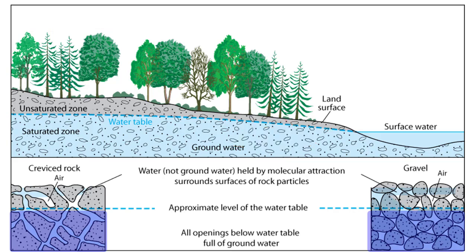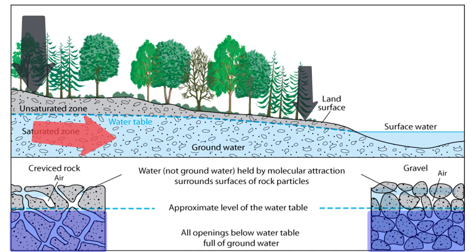The other factor that influences groundwater flow is differences in pressure or the overlying weight of the rock. Groundwater will flow away from the area with the greatest pressure above it, the greatest weight of overlying rock, and toward the area with the least pressure, the lowest weight of overlying rock.